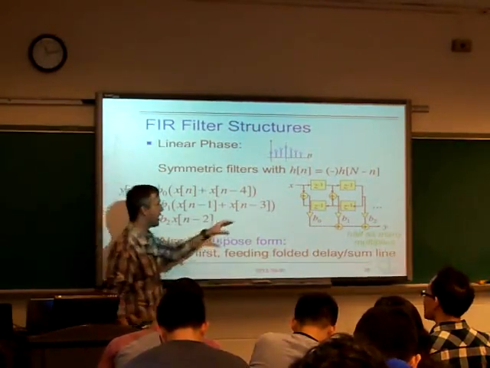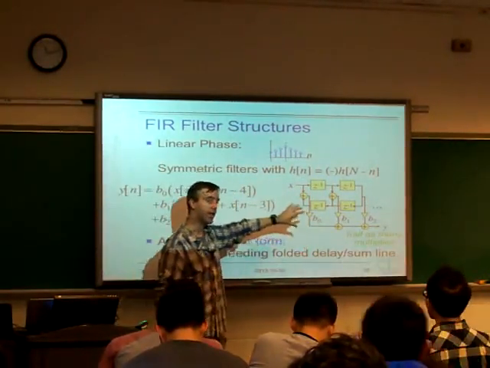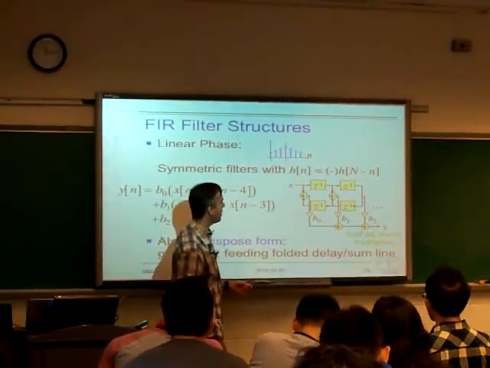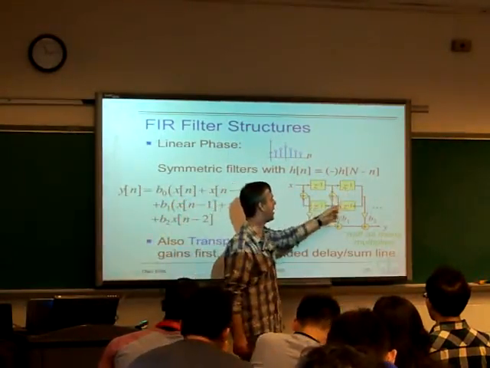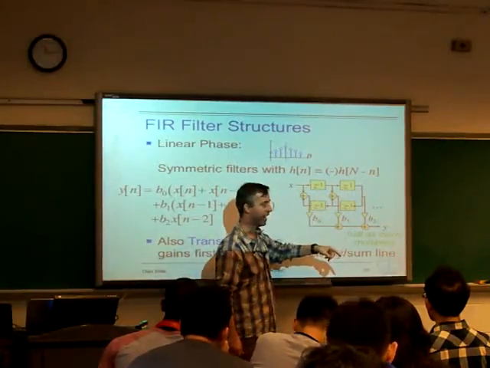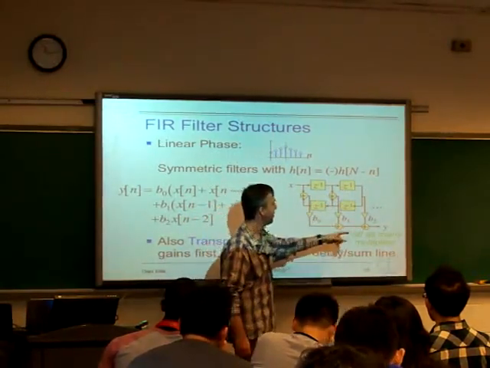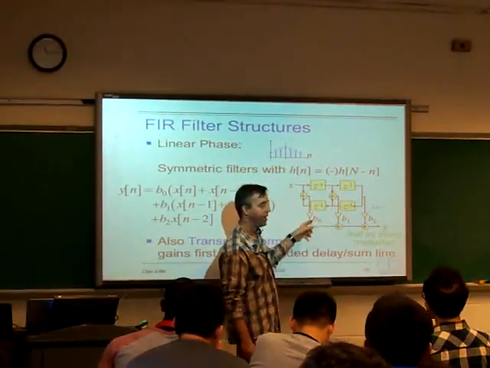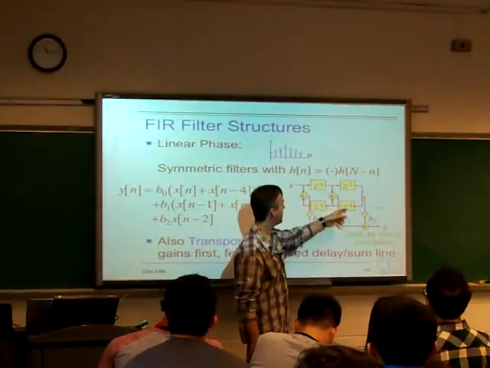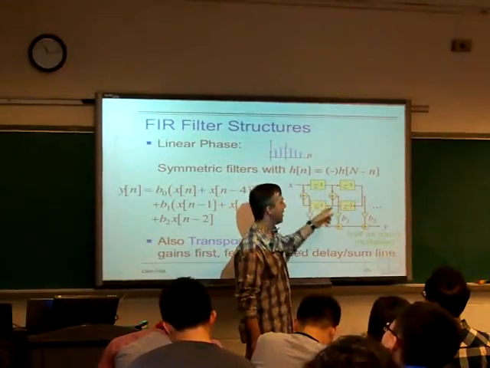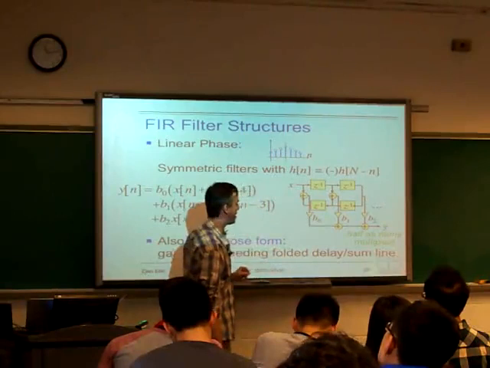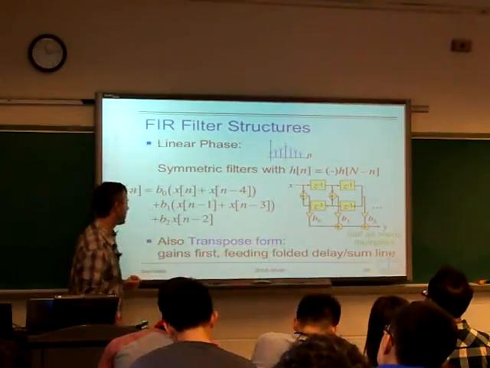And then once we've got a structure like this, we can always generate its transpose form, where this is essentially our delay line with taps coming off with gains. The transpose form would be the input coming in here. We immediately apply these gains, and then we have one of these multiply and accumulate delay lines for the output.